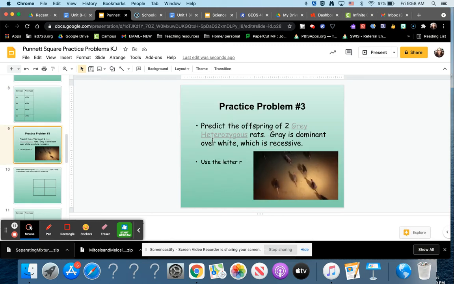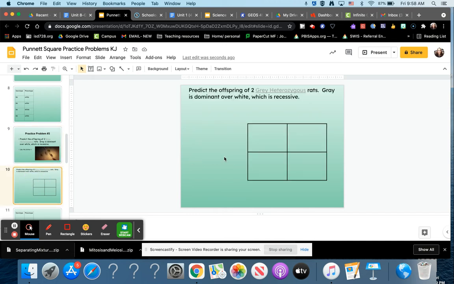All right, next problem. Predict the offspring of 2 gray heterozygous rats. Gray is dominant over white, which is recessive. So we have them being gray heterozygous. Remember, heterozygous means that they have one of each allele, one dominant and one recessive allele. Since they're gray, they're showing the dominant trait. So if we use the letter R, we go over here.